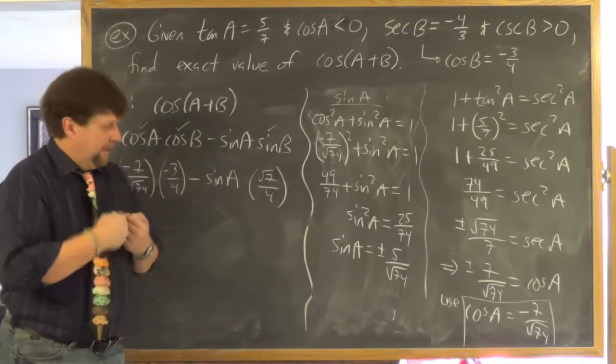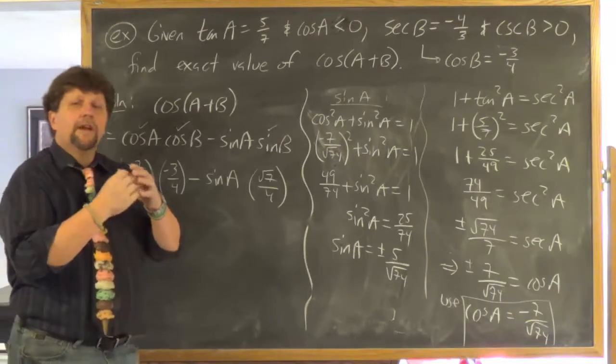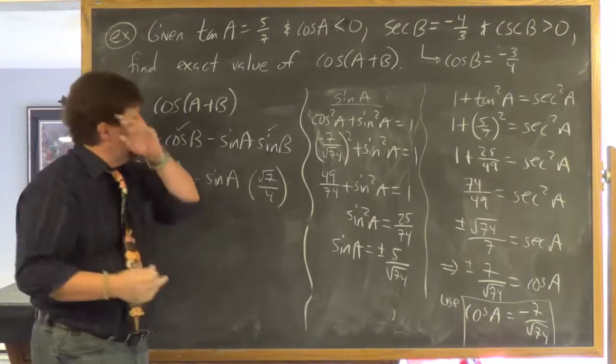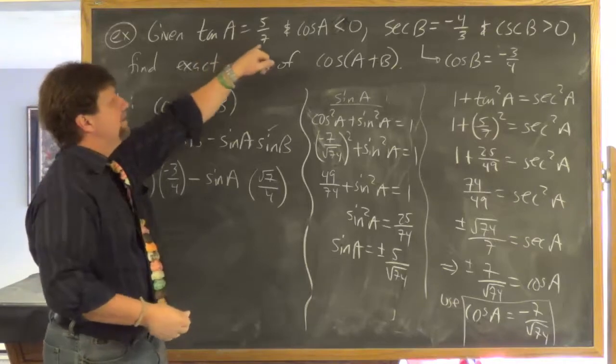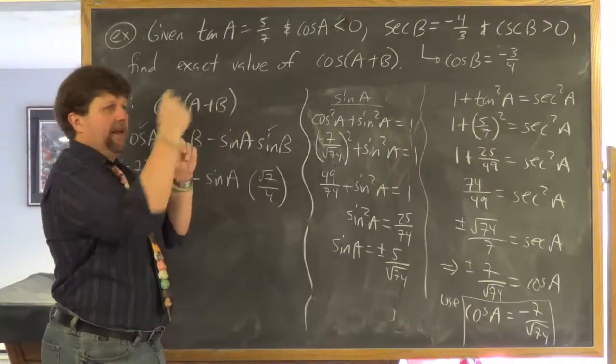Which one do I use here? Do I use the positive or do I use the negative? Well, let's look and try to figure out what quadrant angle A is in. When we have tangent of A as a positive 5/7, tangent is positive in quadrant 1 and quadrant 3.